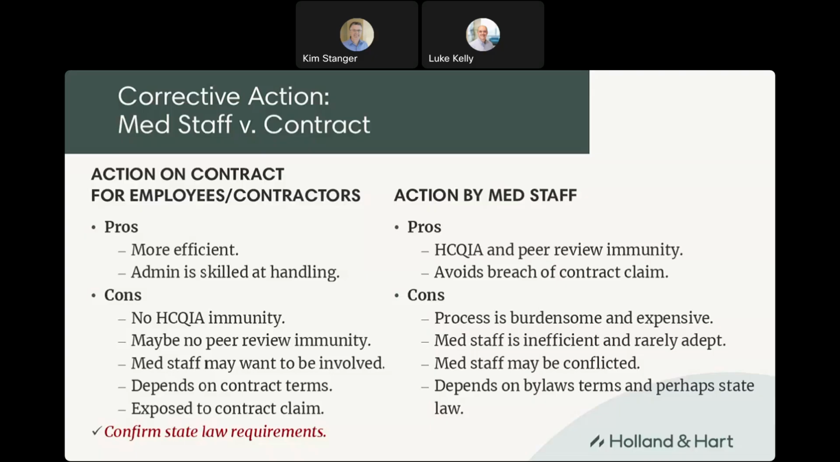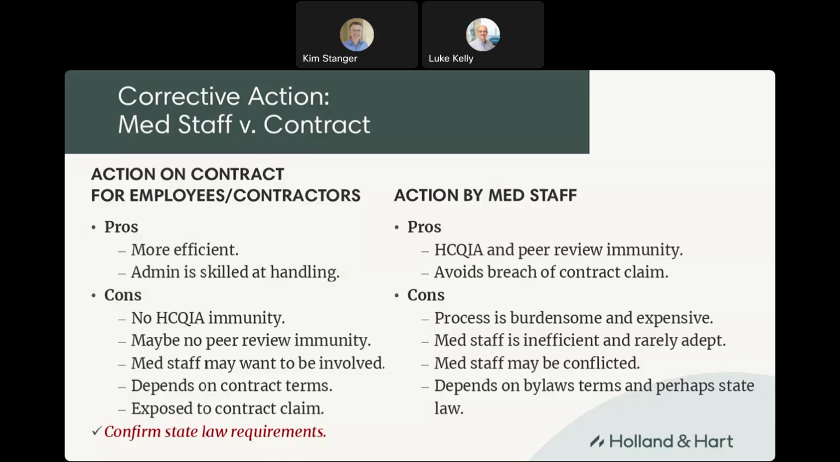If you take adverse action against them and they terminate their employment, then that probably makes the medical staff process moot in a lot of situations. Now, there's downsides to doing that. If you handle it as an employment action, there is no HCQIA immunity. There's maybe no peer review immunity, although that may depend upon the scope of your statute.